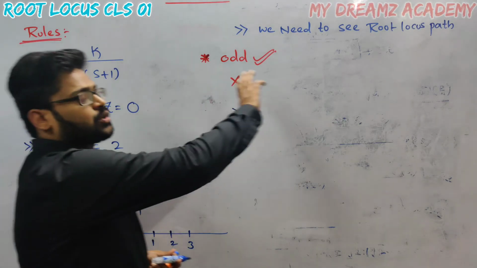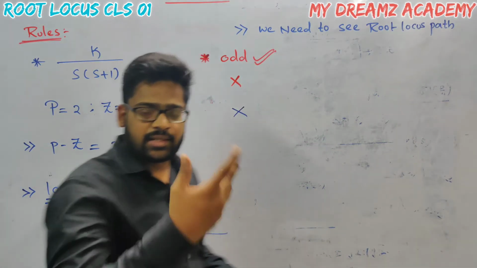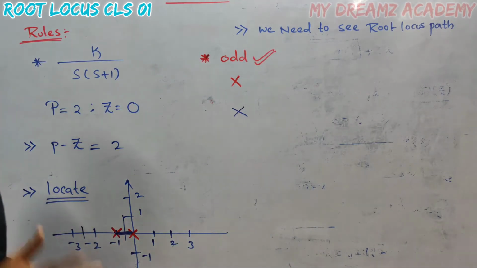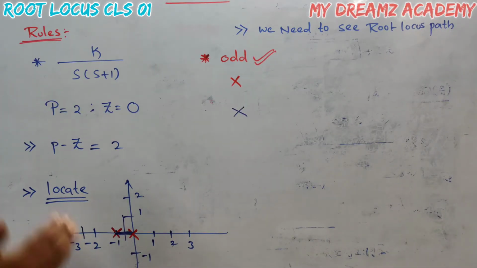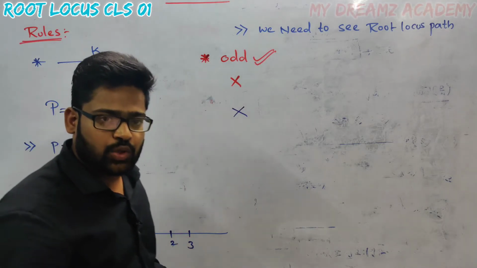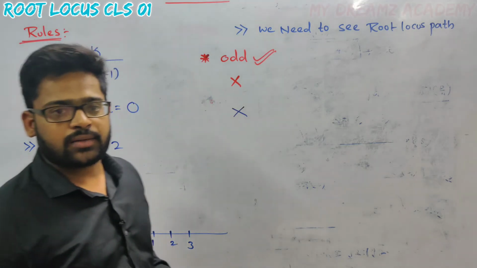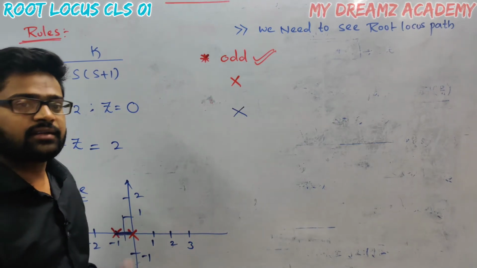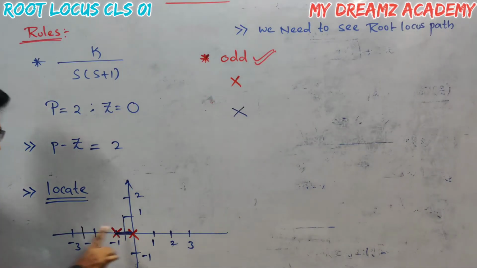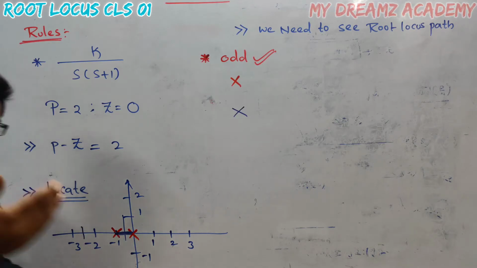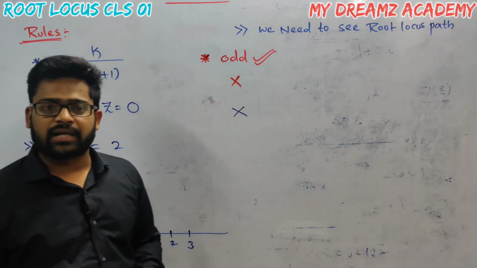We need to see the root locus path, whether it exists or not. It depends upon the number of poles and zeros. The summation of the number of poles and zeros should be odd. If it is odd, then a root locus path exists in between them. If it is even, there is no root locus path.